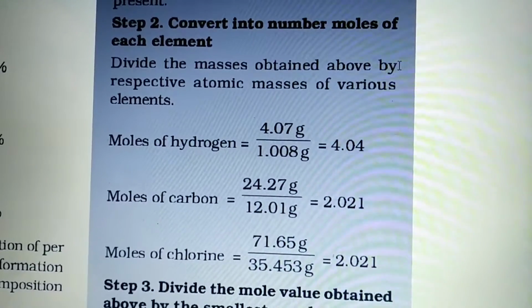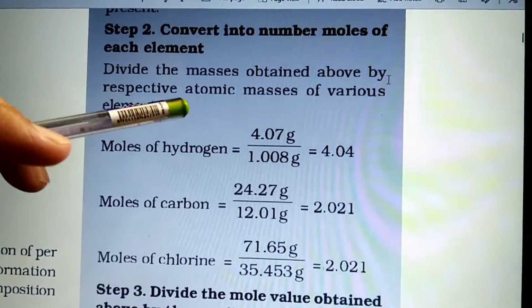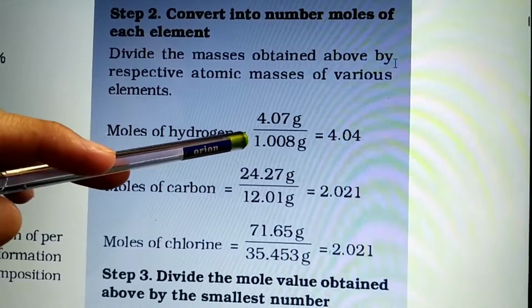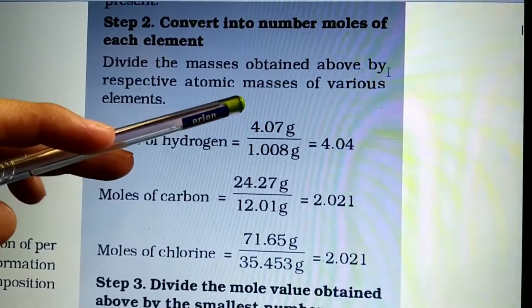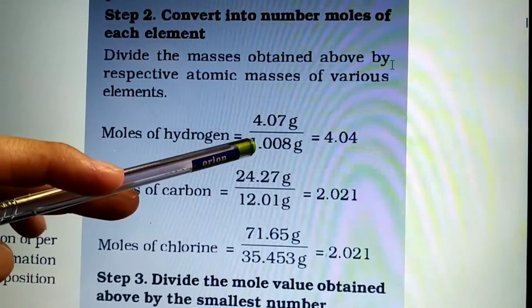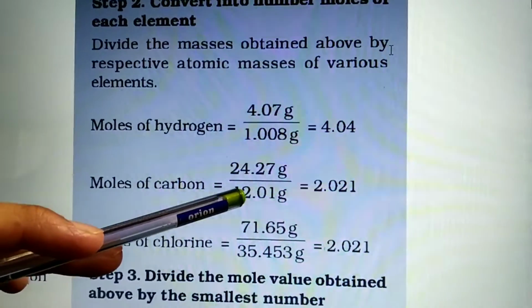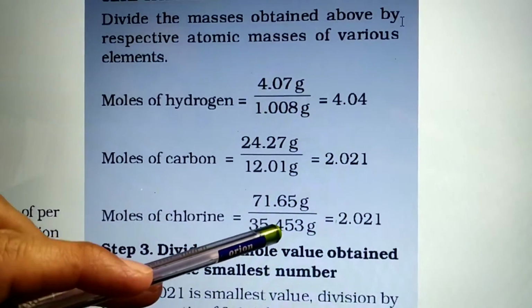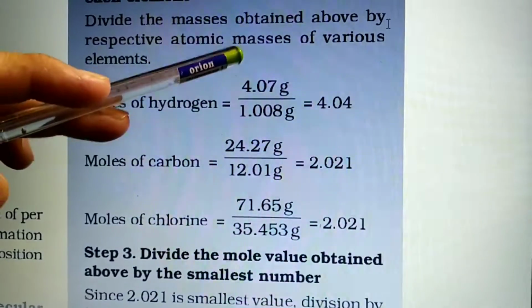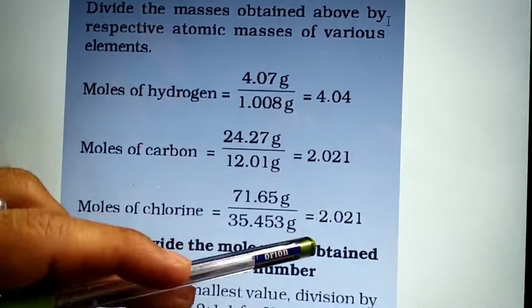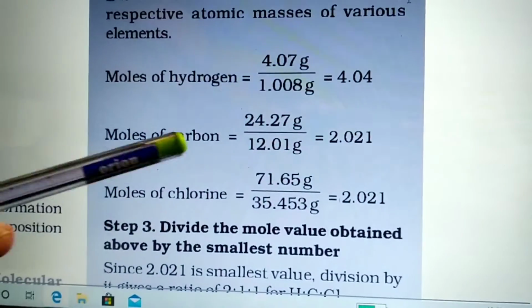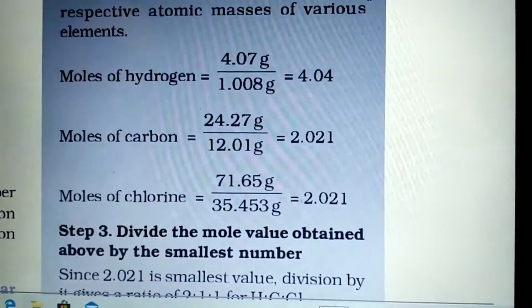So how do we find moles? That's very easy. Divide the given mass by the atomic weights. Here the hydrogen atomic weight is 1.008, carbon is 12.01 and chlorine is 35.453. Now we have divided these and we have got this mole ratio.